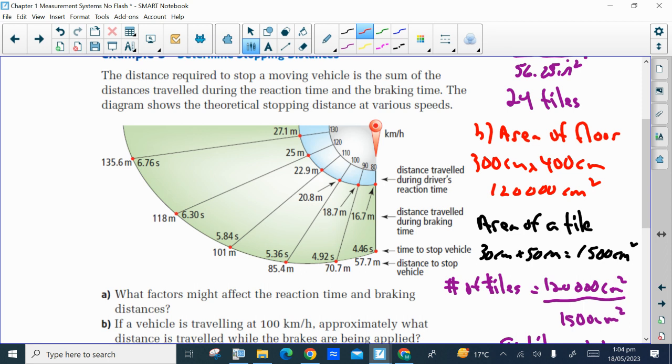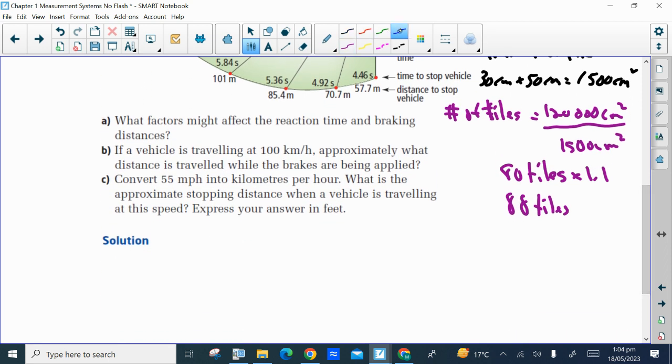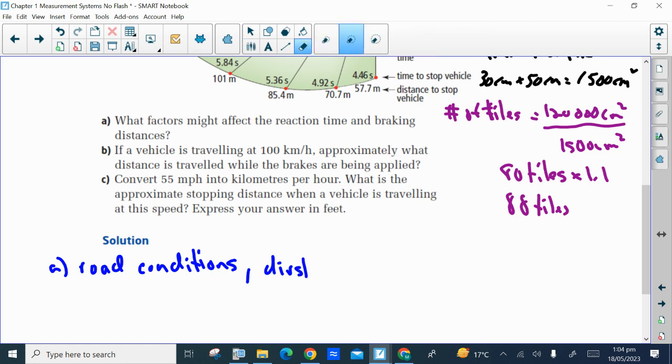So part A says, what factors might affect reaction time and braking distances? Well, road conditions for sure would be one thing that would affect those. Road conditions, is it slippery? Is it wet? Those will affect stopping times. And reaction time would be affected by if someone is a distracted driver. That would definitely affect reaction time.